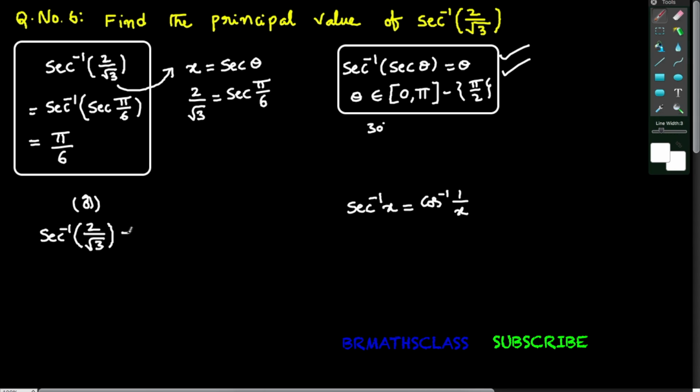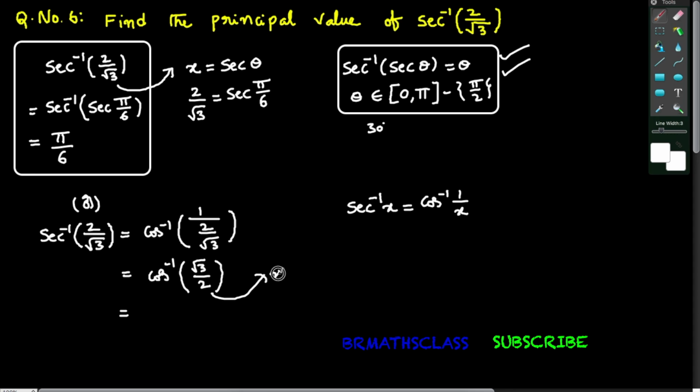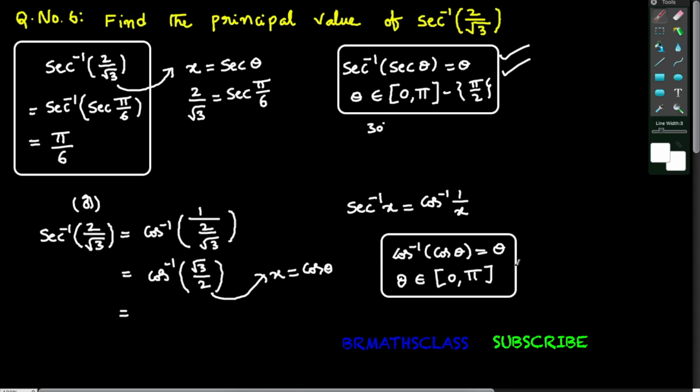So secant inverse of 2 by root 3, I'll write it as cos inverse of 1 divided by 2 by root 3. That is equal to 1 divided by 2 by root 3, we can write it as root 3 by 2. So secant inverse of 2 by root 3, we can write it as cos inverse of root 3 by 2. You observe this cos inverse of root 3 by 2, it is of the form cos inverse of x. If I write x in the form of cos theta, then I can use this formula. Cos inverse of cos theta equals theta when theta belongs to the closed interval 0, pi.